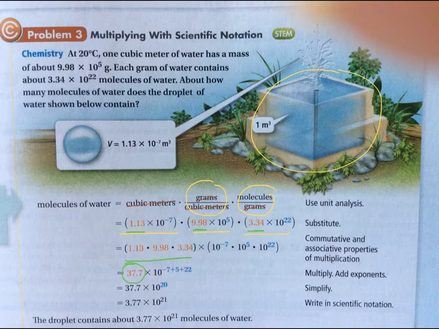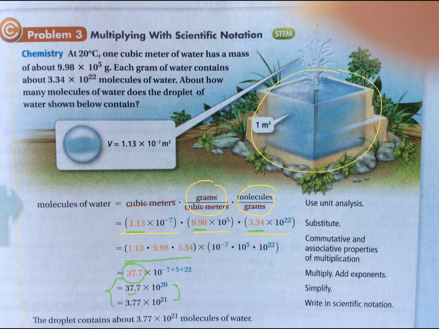And a rule of scientific notation is we want just one number and then the decimal, and then we can have the tenths and the hundredths spot. So the point is to move that decimal over just one spot so that it's 3.77 times 10 to the 21st. Since you moved it one more spot, you have to add one to 20, so it's times 10 to the 21st.